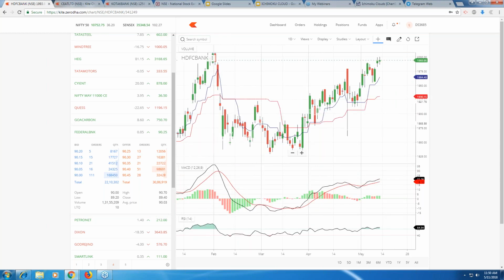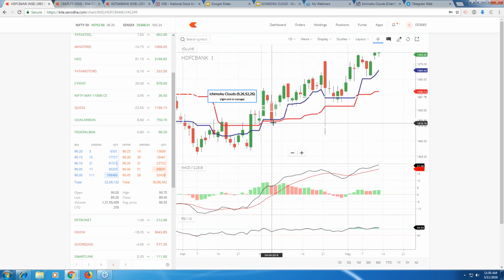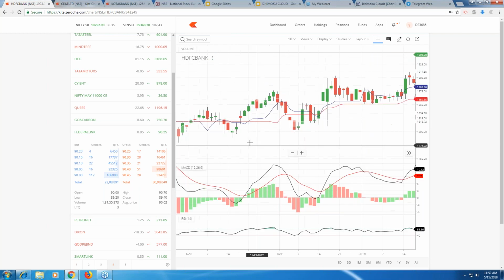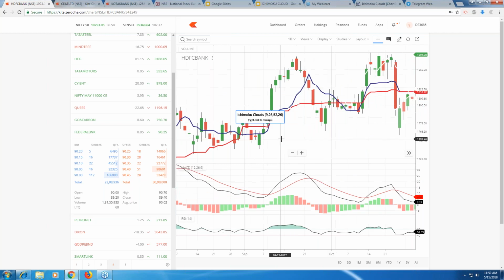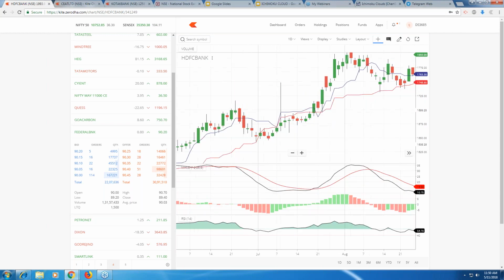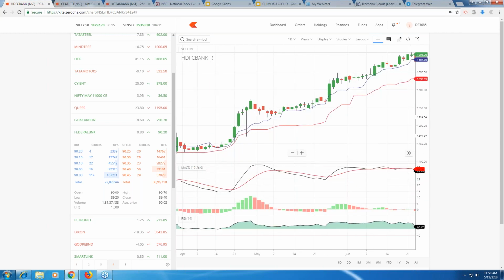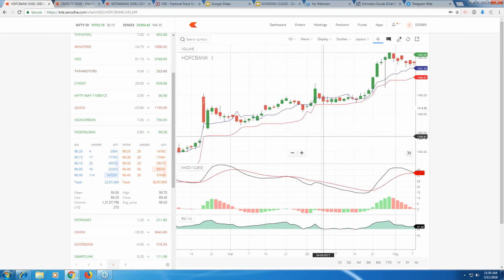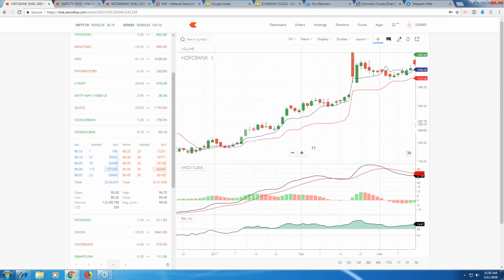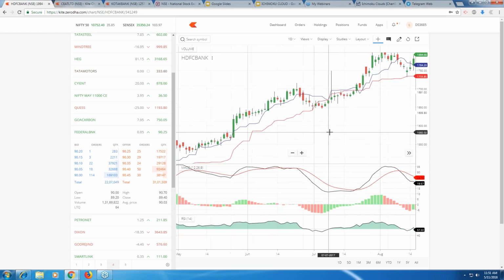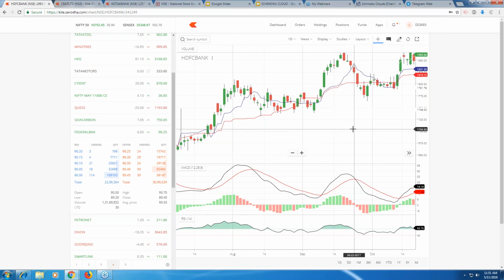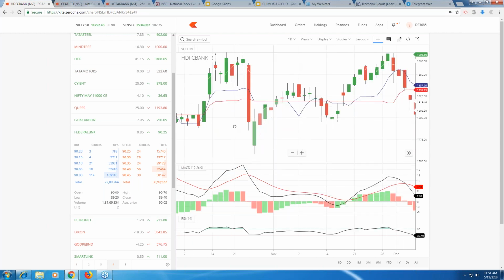So you can use it in whichever way you want: just the cloud, just the baseline and the conversion line, or you want to take the help of the lagging line with clouds. Choice is yours, but I prefer to see the piercing of the cloud, and I prefer to see what is happening to the lagging line. Is it above or below, right? Those are the things I definitely look for.